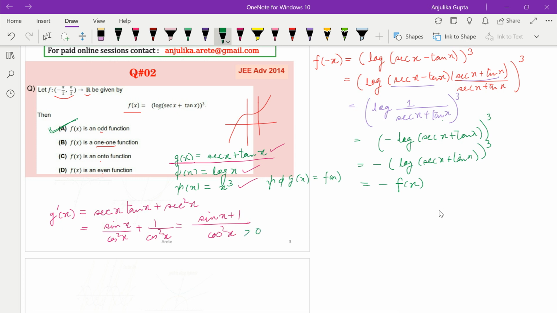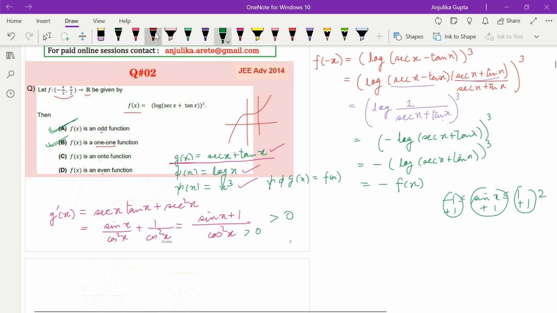And the numerator, is it positive too? Yes, because sine x lies between negative 1 and positive 1. If you add a 1 everywhere, what happens? This lies between 0 and 2. So it's always positive. So you have just now shown that this is all the time positive. That means your function is an increasing function, hence it is 1-1 also. So this is also done.